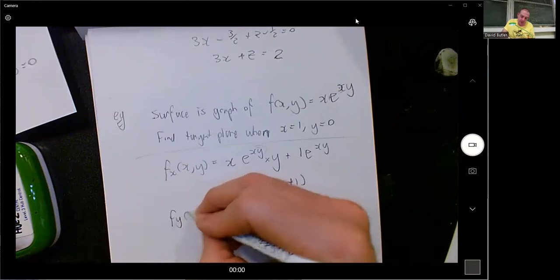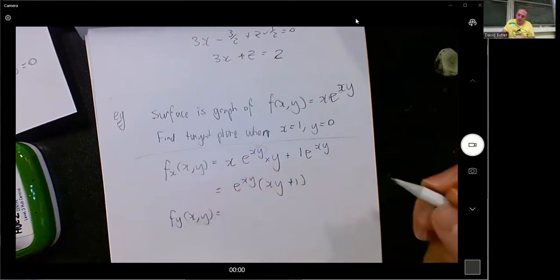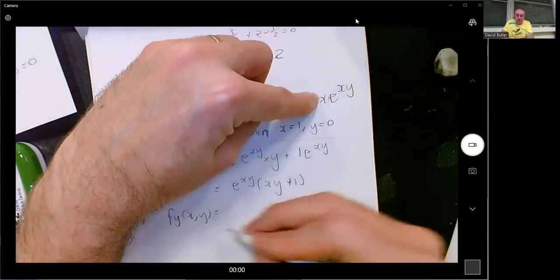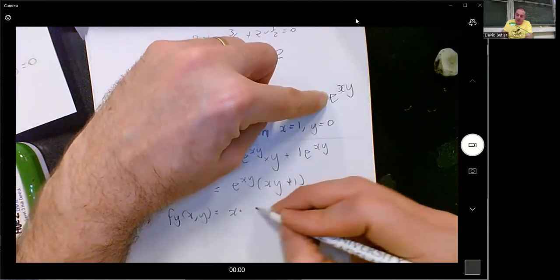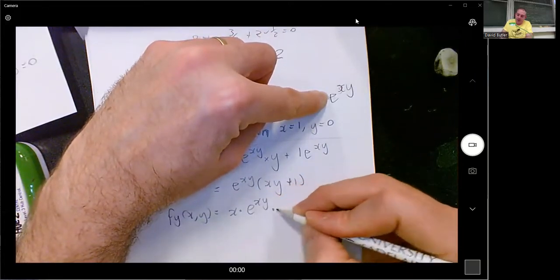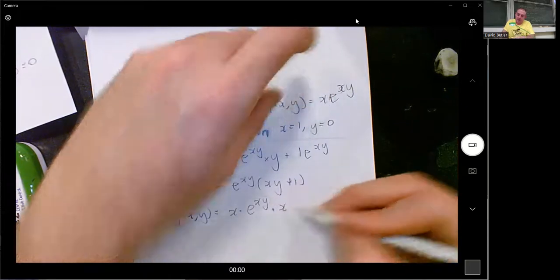And f sub y, that x counts as a constant, so it will still be there multiplied on. The derivative of e to the x is the same, and then I'll multiply by the derivative of that, which is x.